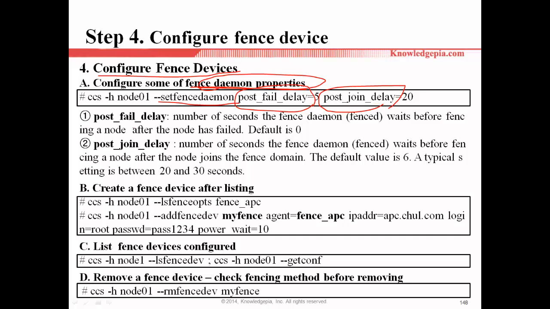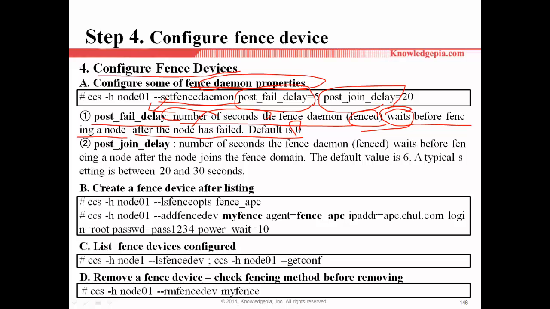set fence daemon. So first one, post fail delay. It means the number of seconds the fence daemon, normally we say fenced, will wait before fencing a node after the node has failed. So if a node has failed, the fence daemon will detect the failed node, and after that try to fence this node. In this case, the fence daemon will wait for this many seconds according to your configuration.